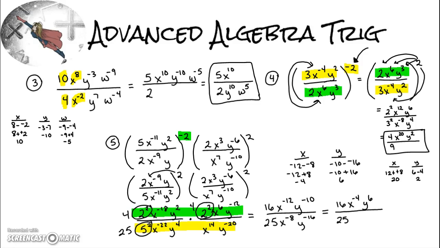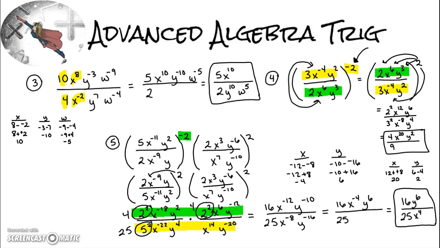And then the final step is to notice that the x has a negative. So let's set up the division line. 16 over 25 stays put. X to the positive 4 will go on the bottom, and then y to the positive 6 stays on top. And that is our answer.